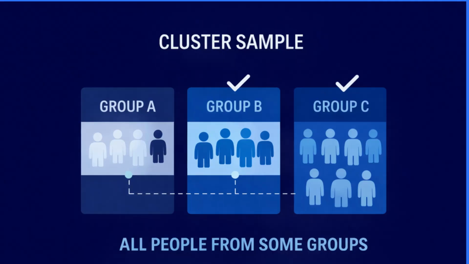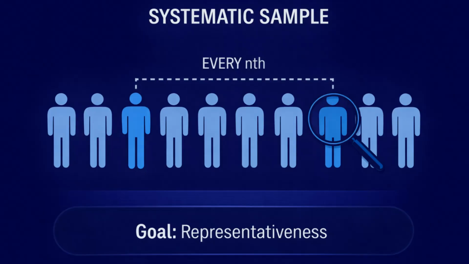A cluster sample also divides the population into groups, but instead of selecting people from every group, entire groups are randomly selected. Everyone in the selected groups is included. Cluster sampling means all people from some groups. This method is often used because it is more practical or less expensive. A systematic sample starts with a random starting point, and then selects every nth individual. This method can work well, but it can be risky if there is a pattern in the list.